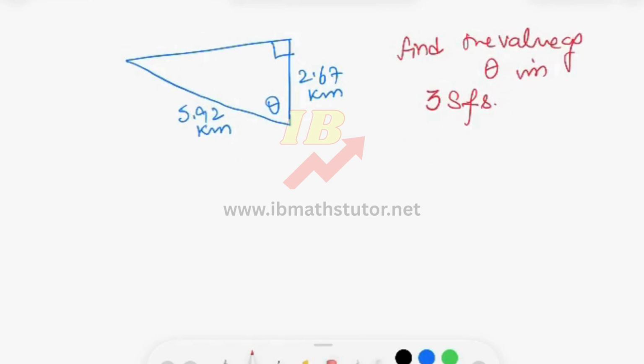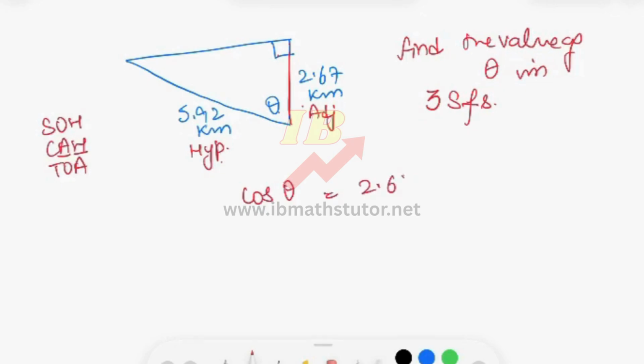So what was the first step? First step was we need to label this triangle. Opposite to this 90 degrees, I can see that this is my hypotenuse, and theta is lying on this line, right? That means this is my adjacent. Now you are supposed to write the same thing: SOH CAH TOA. So hypotenuse and adjacent are lying in cos. So we'll use the cos rule here. Cos theta is equal to adjacent, whose value is 2.67, over 5.92.